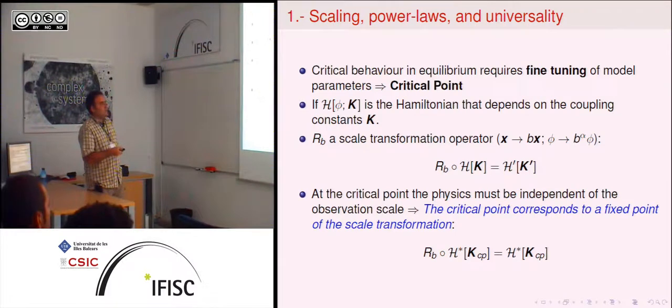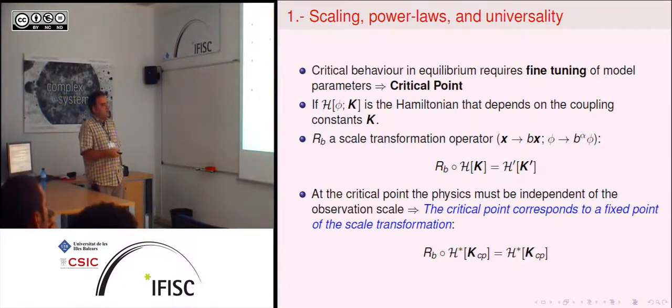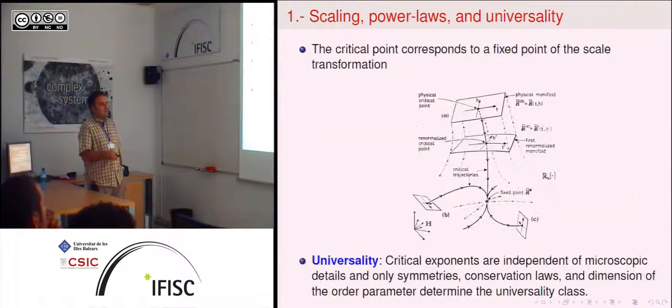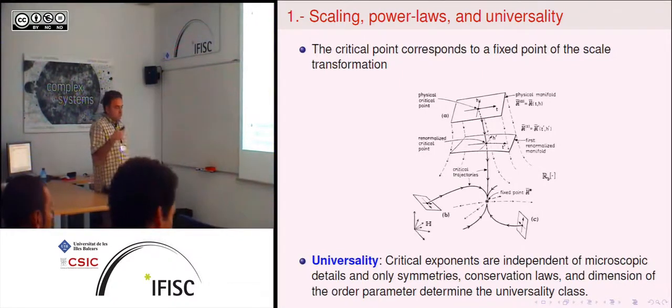The question is that at the critical point, the physics, that is the Hamiltonian, is independent of the observation scale. So actually, the critical point corresponds to a fixed point of this transformation. All the physics and mathematics related with phase transitions in equilibrium systems consist of finding this critical point, studying this transformation and finding this fixed point of the transformation.